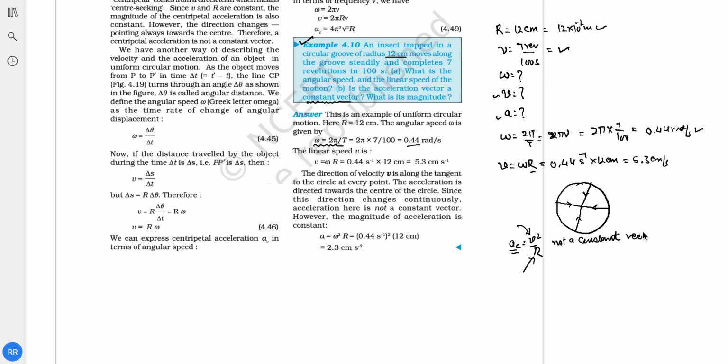not a constant vector. So if it is not a constant vector, then what is its magnitude? So its magnitude a is equal to ω²r. So आप किसी भी फार्मूले से कर सकते हैं, आप v² अपॉन r से भी कर सकते हैं क्योंकि आपने वेलोसिटी भी निकाल रखी है। सो ये आ जाएगा 0.44 सेकेंड माइनस 1, इसका स्क्वायर कर देंगे, और जो रेडियस है वो है 12 सेंटीमीटर। So that is equal to 2.3 centimeter second minus 2.